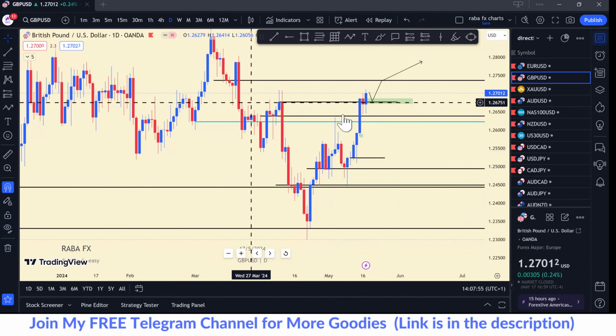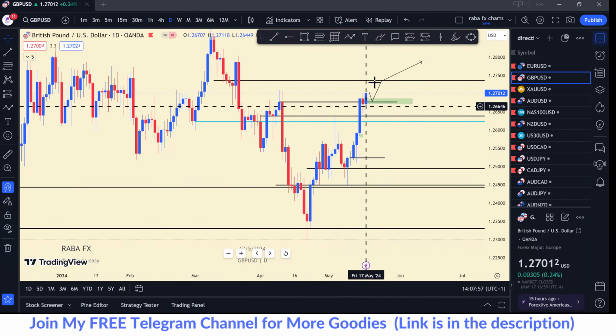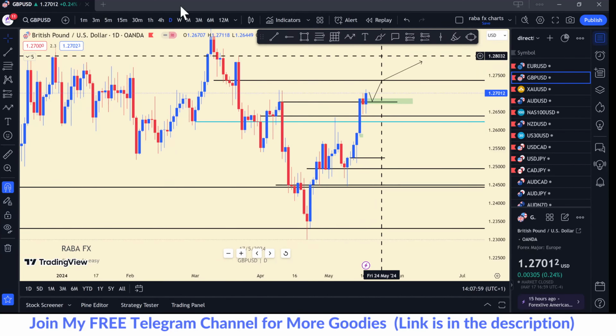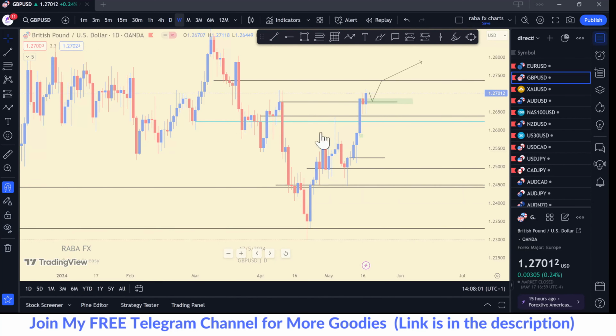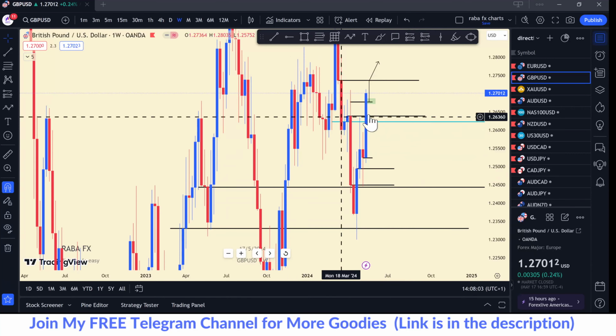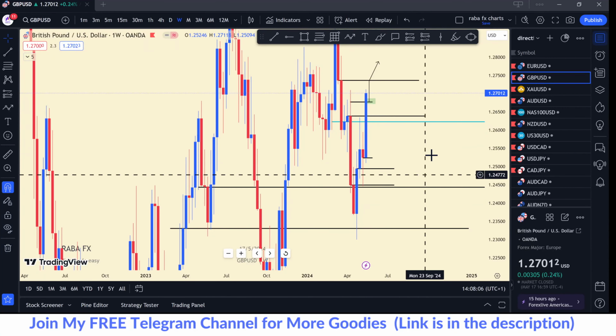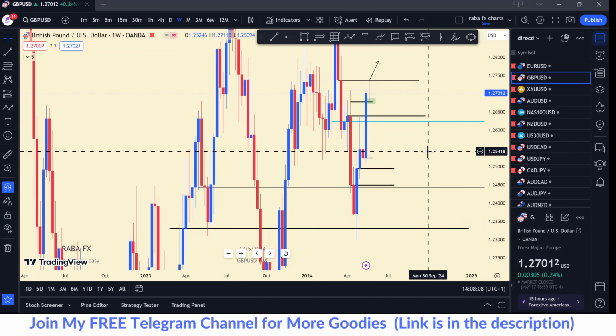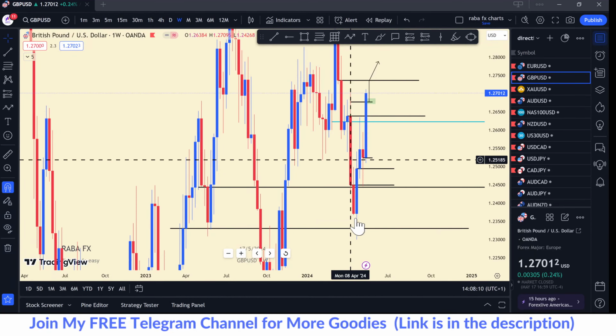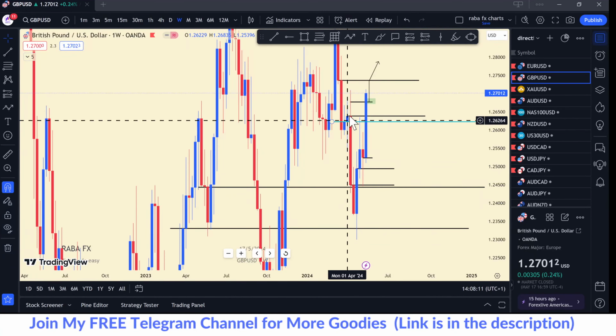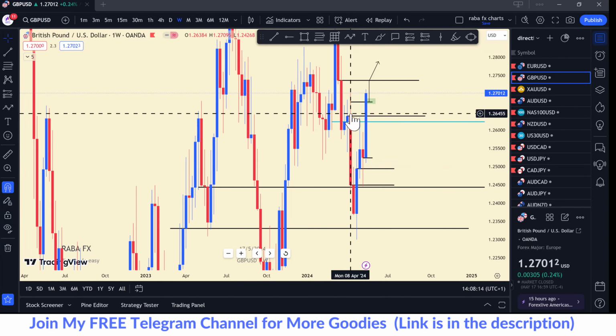So from here I expect price to continue pushing higher. Now someone will say, oh, Raba gave us an illustration that we should sell from here. Okay, now there's what we call obstacles. This bullish move, this particular level was the obstacle.